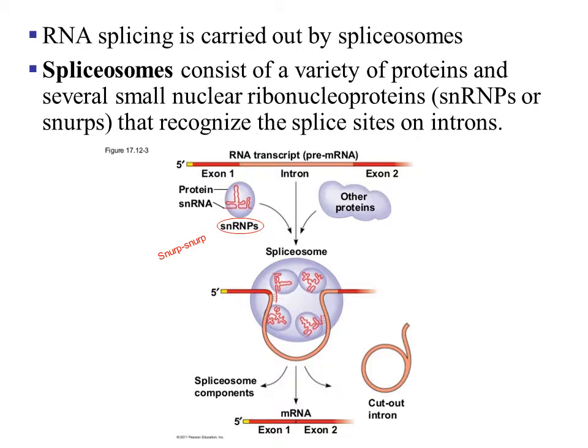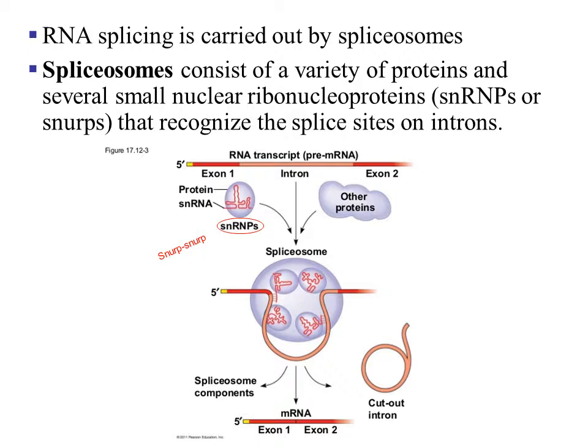RNA splicing is carried out by spliceosomes. A spliceosome consists of a variety of proteins and several small nuclear ribonucleoproteins. The small nuclear ribonucleoproteins are called SNRPs. I like to refer to them as SNRPs because there are several SNRPs involved in creating the spliceosome.